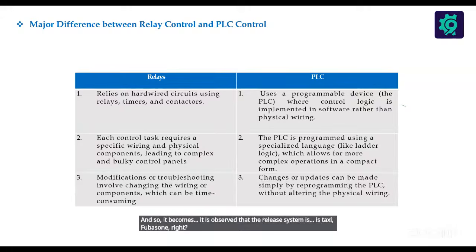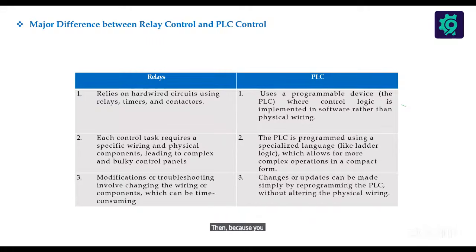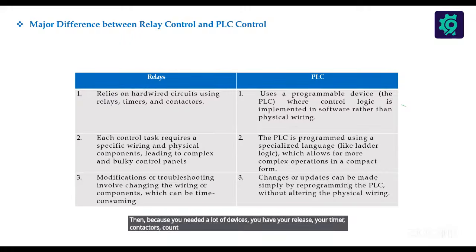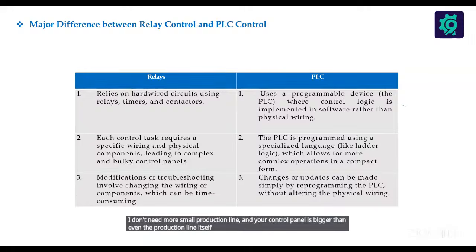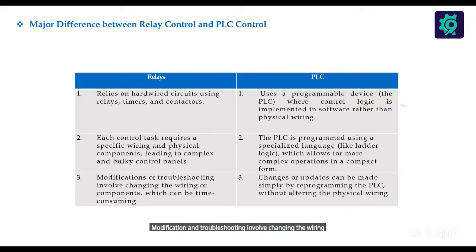Wiring of components alone was difficult. Then because you needed a lot of devices, you have your relays, your timers, contactors, counters, everything, trying to fit them into a panel, it becomes very bulky. So you are running one small production line and your control panel is bigger than even the production line itself. Doesn't make any sense, right? So these are some of the differences and disadvantages of the relay system. Modification and troubleshooting involve changing the wiring of components, which can be very time consuming.